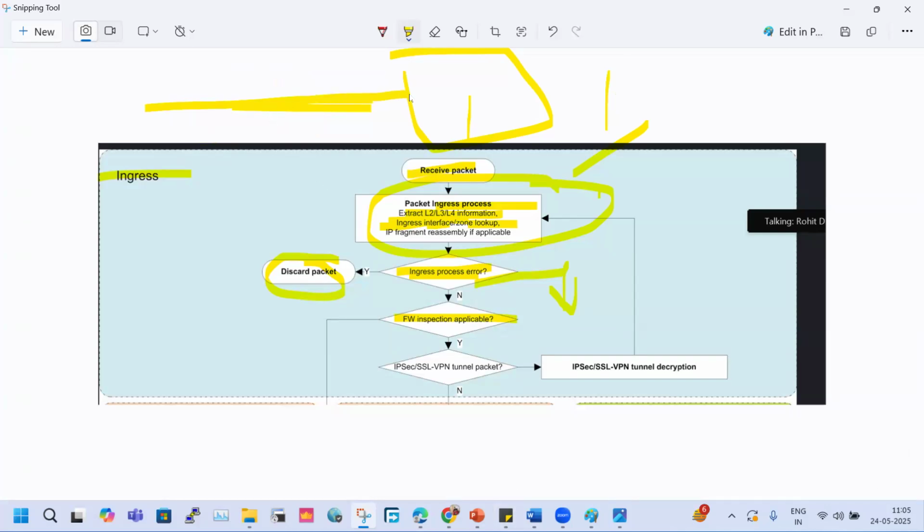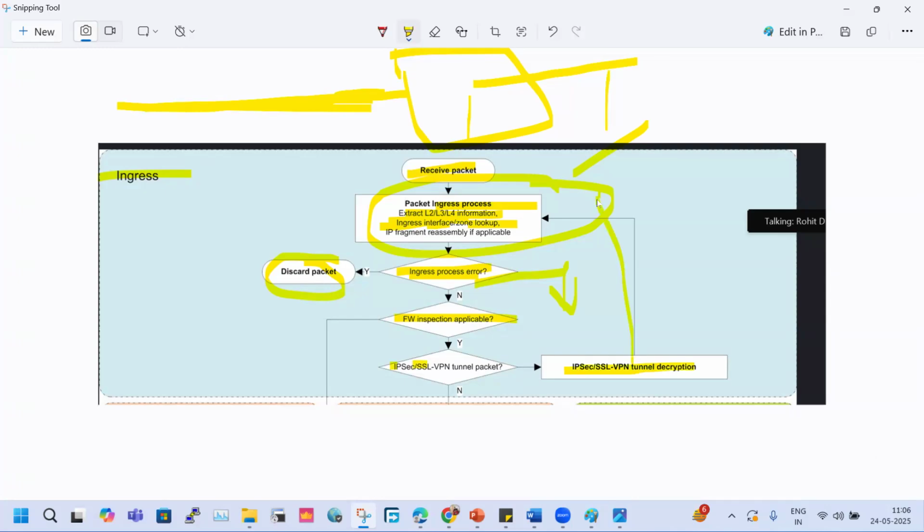Post decryption of data, it will again move forward, yes. Let me make you understand. Once the traffic is identified by your firewall, it will try to find whether decryption is required or not. Suppose it identifies that decryption is not required, then it will go further. If it identifies that it is encrypted by your SSL or your IPsec, then it will do the decryption of your IPsec or SSL traffic.